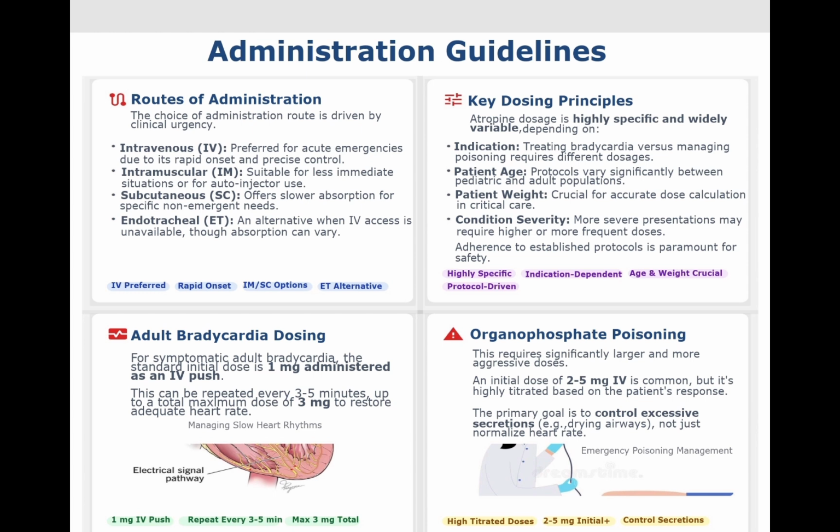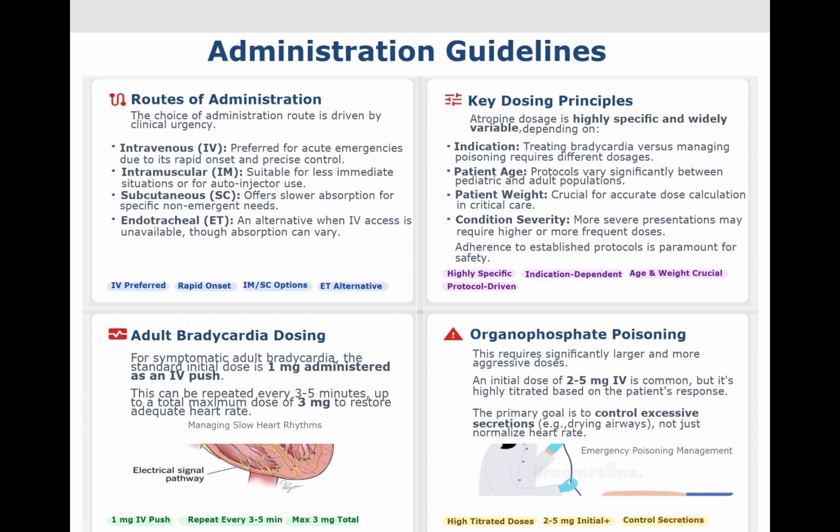For adult symptomatic bradycardia, the standard dose is 1 milligram administered as an IV push, which can be repeated every 3 to 5 minutes up to a total cumulative dose of 3 milligrams. It's crucial to note that doses less than 0.5 milligrams in adults may paradoxically cause a further slowing of the heart rate. For organophosphate poisoning, significantly higher and aggressively titrated doses are required.